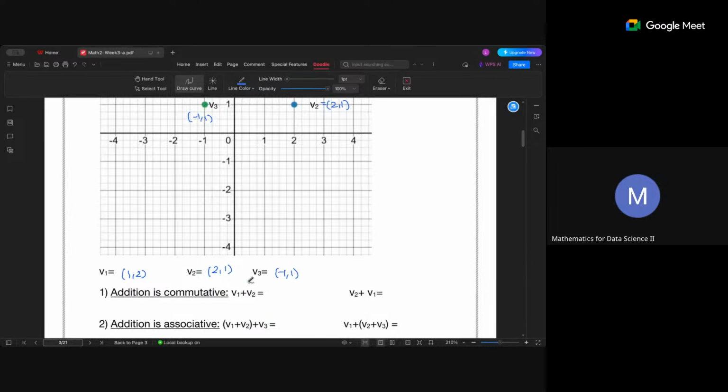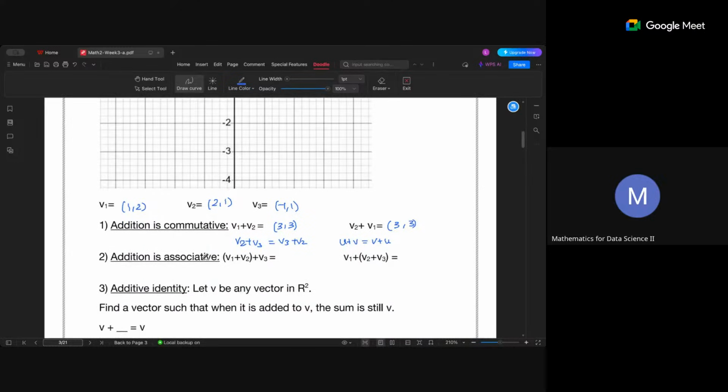What is V1 plus V2? 3 comma 3. What is V2 plus V1? Again 3 comma 3. So the first thing is that addition is commutative. The same thing you can check with V3 also. V2 plus V3 should be the same as V3 plus V2. In general, you take any two vectors, U plus V should be the same as V plus U. So this is the property that addition is commutative.